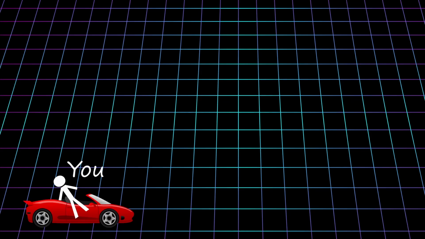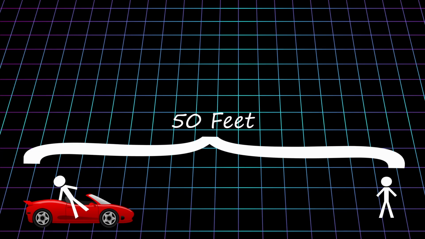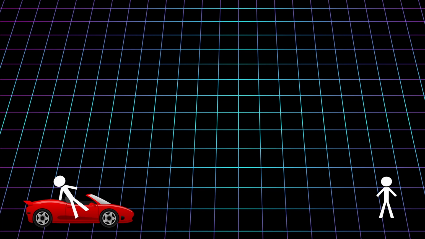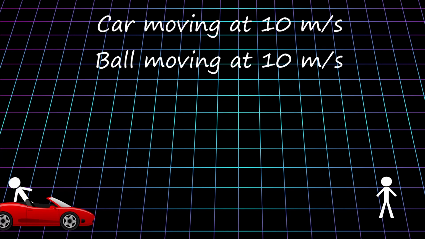And next we have another scenario. It says, suppose you're sitting on the hood of a stationary car and your brother is standing alongside the road some 50 feet ahead of the car. If you throw a ball to your brother with a velocity of 10 meters per second, it will travel relative to you at a velocity of 10 meters per second, and it will travel relative to your brother at 10 meters per second.